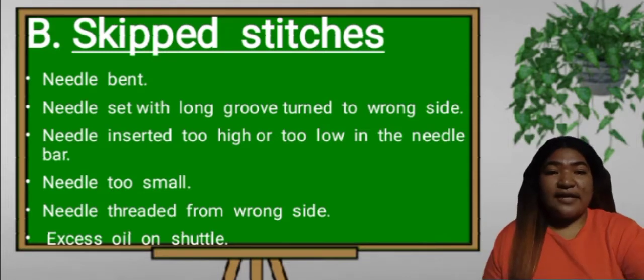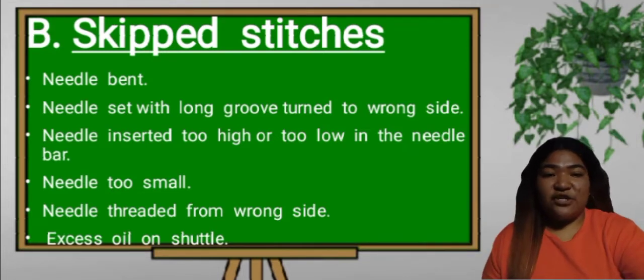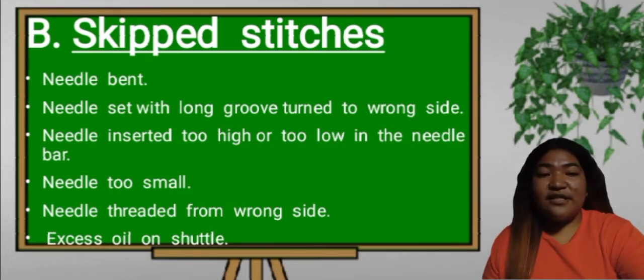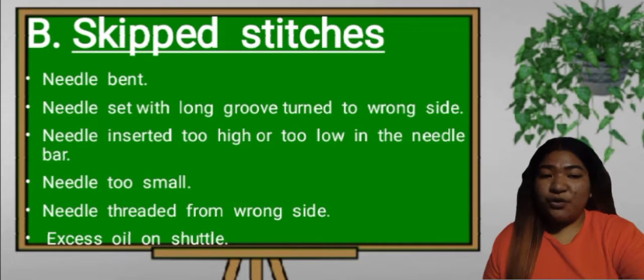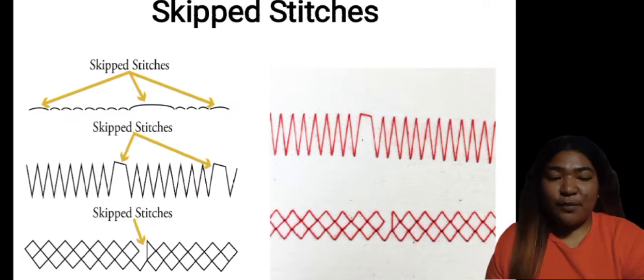Causes of skip stitches are: the needle is bent, the needle is set with the long groove turned to the wrong side, the needle is inserted too high or too low in the needle bar, the needle is too small, the needle is threaded from the wrong side, and there is excess oil on the shuttle. So this is an example of skip stitches.